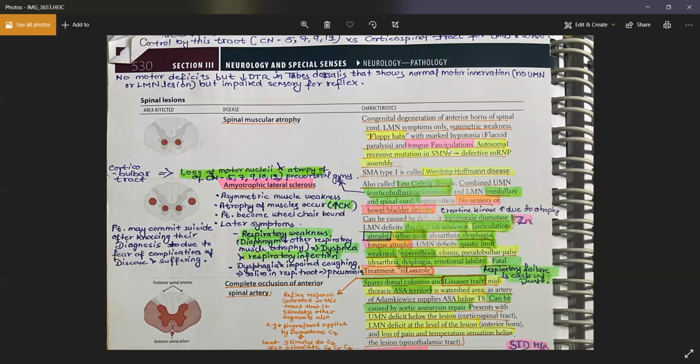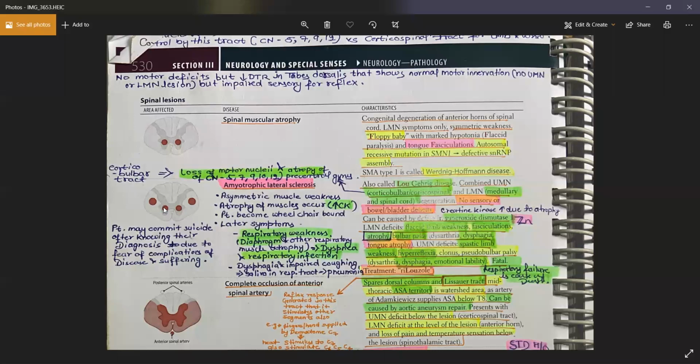Okay, it is an autosomal recessive mutation in the SMN1 gene. As a result, you will have defective snRNPs that are responsible for the spliceosome complex, and it is also known as Werdnig-Hoffmann disease. Is that okay? We discussed that previously. Just give me a second.